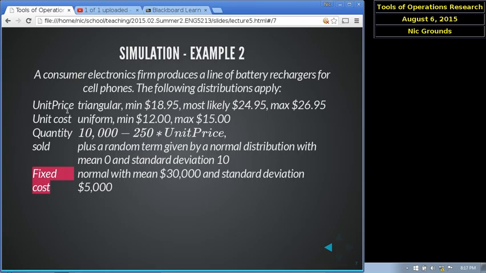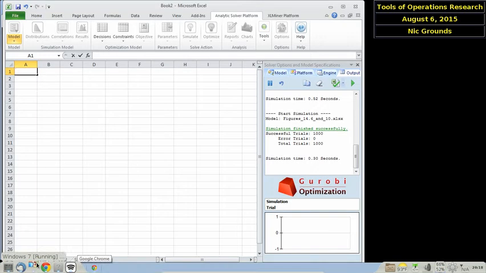So if we take our revenue minus our costs, that's how much profit we make. So we're mainly interested in what's the distribution of profit given these distributions of parameters for price, cost, quantity, and fixed cost. Okay, so go to Excel.